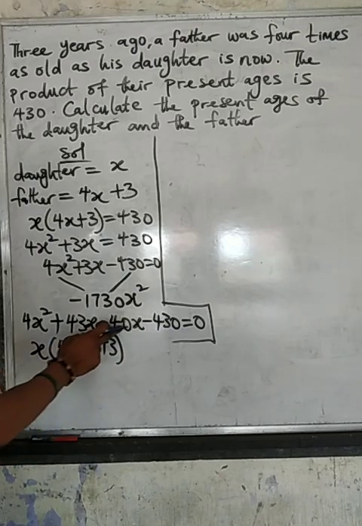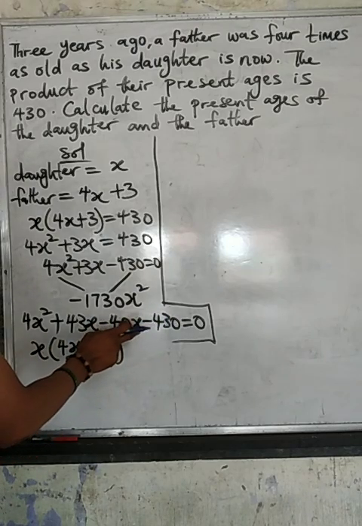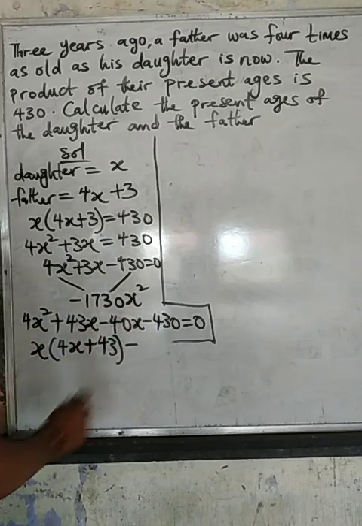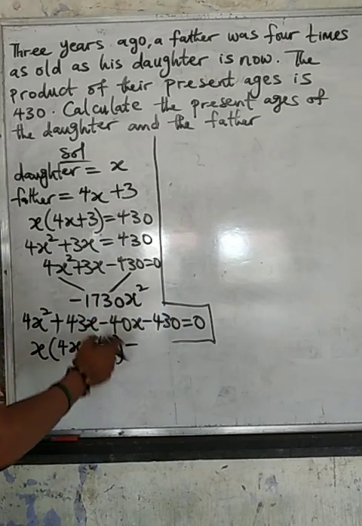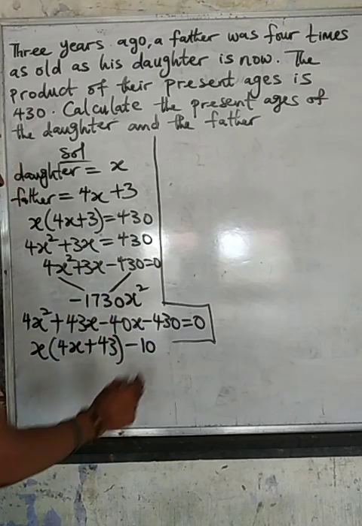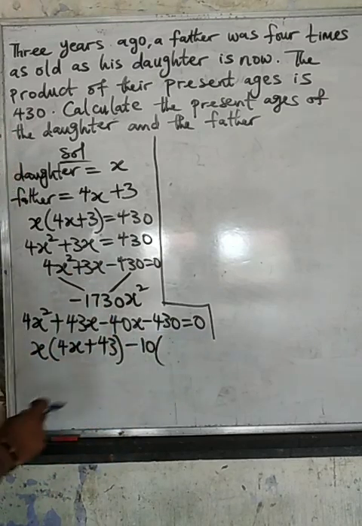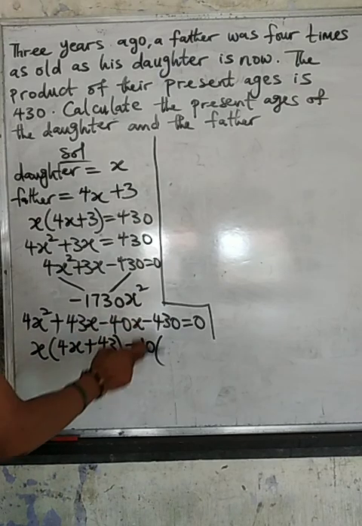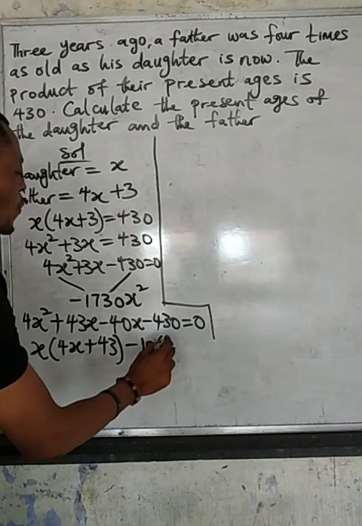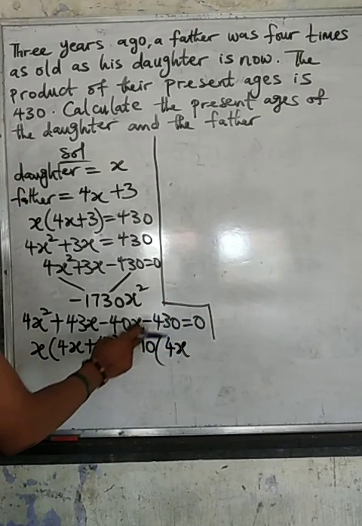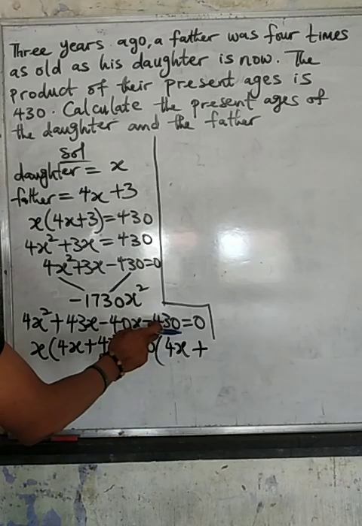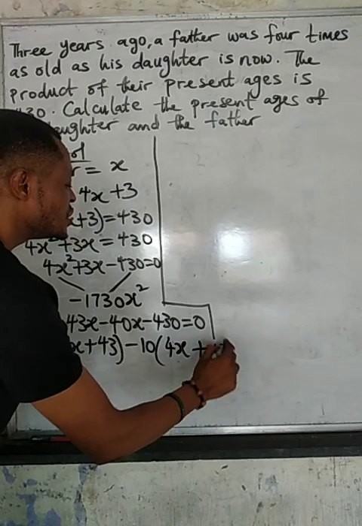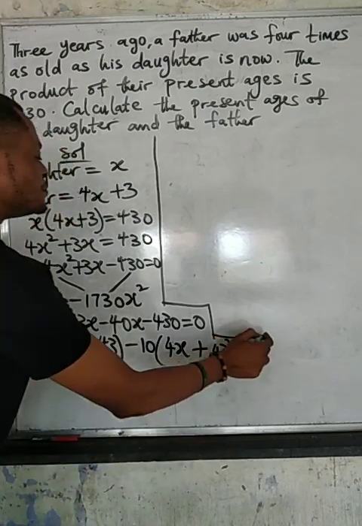So coming to this, what is common between this and this? We have x here. This one does not have x. So minus is common for the two. So the highest common factor between the two will be 10. So we have minus 10. Open bracket. So when you open the bracket, minus will cancel minus, you have positive. Then 40x divided by 10 will give us 4x. And once again, minus will cancel minus, you have a plus. Then 430 divided by 10 will give you 43. We have 43 equals to 0.